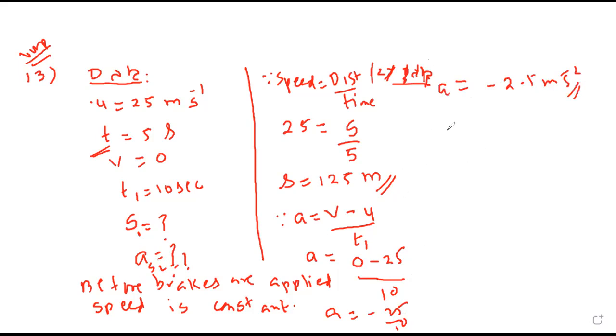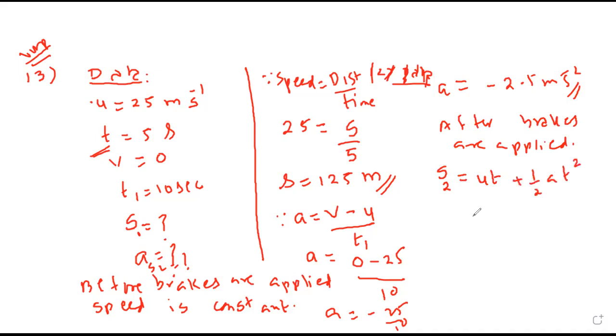Then distance covered after brakes are applied. Distance covered, I am writing S2 is ut plus half at square. u is 25. Brake is applied, then after 10 seconds we want the answer. Plus half, A is minus 2.5 and t is 10 square.